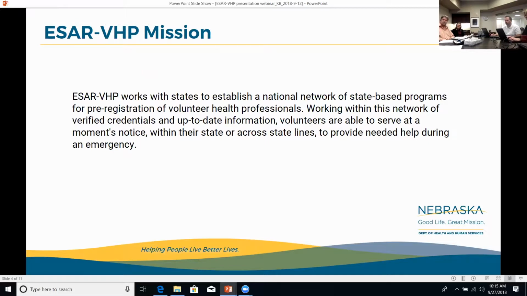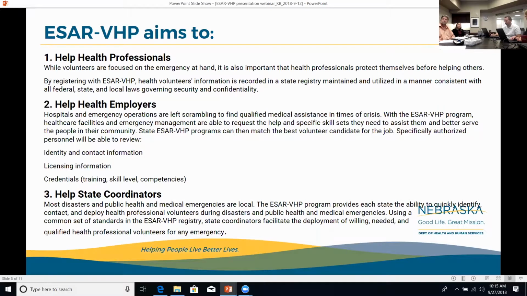So the ESAR-VIP mission works with states to establish a national network of state-based programs for pre-registration of volunteer health professionals. Working within this network of verified credentials and up-to-date information, volunteers are able to serve at a moment's notice within the state or across state lines to provide needed help during an emergency. So the ESAR-VIP really aims to first help health professionals, second, help health employers, and third, help state coordinators.